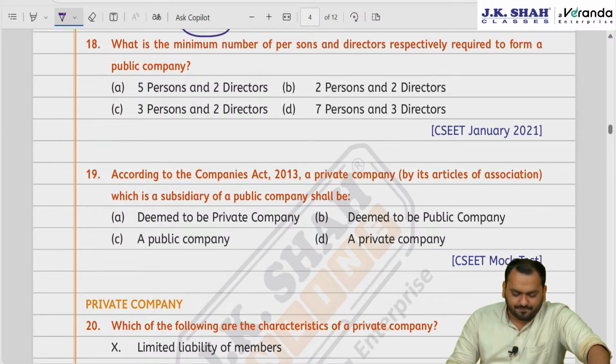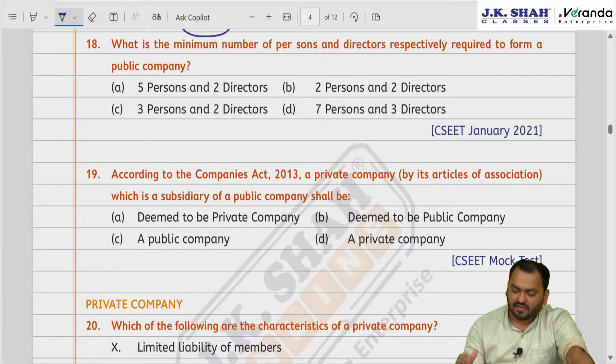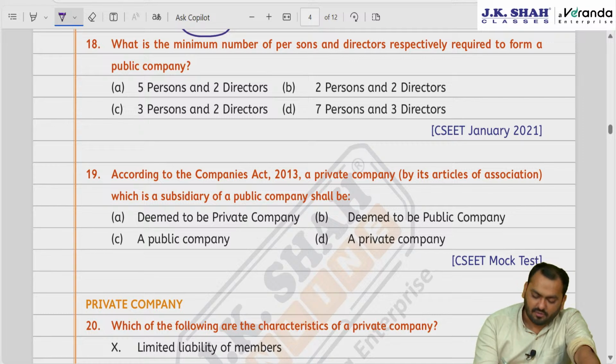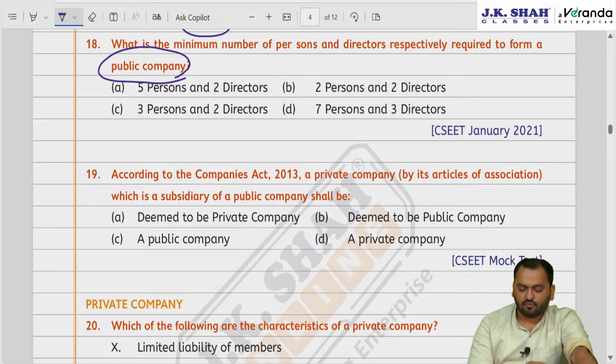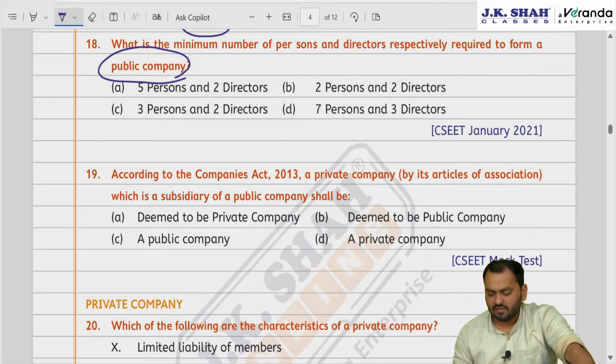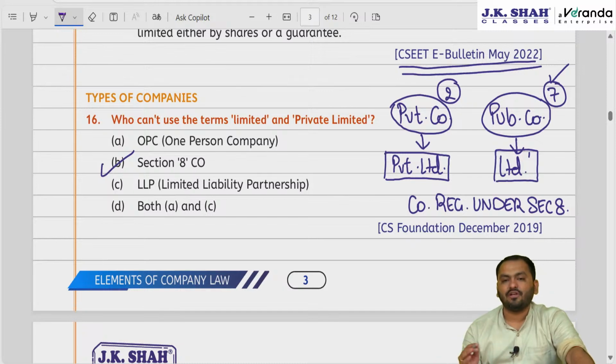Okay, so let's go. What is the minimum number of persons and directors respectively required to form a public company? Now friends, if we talk about a public company, how many members are required to start a public company? I already told you, for a public company you need 7 or more persons. Minimum members required is 7.